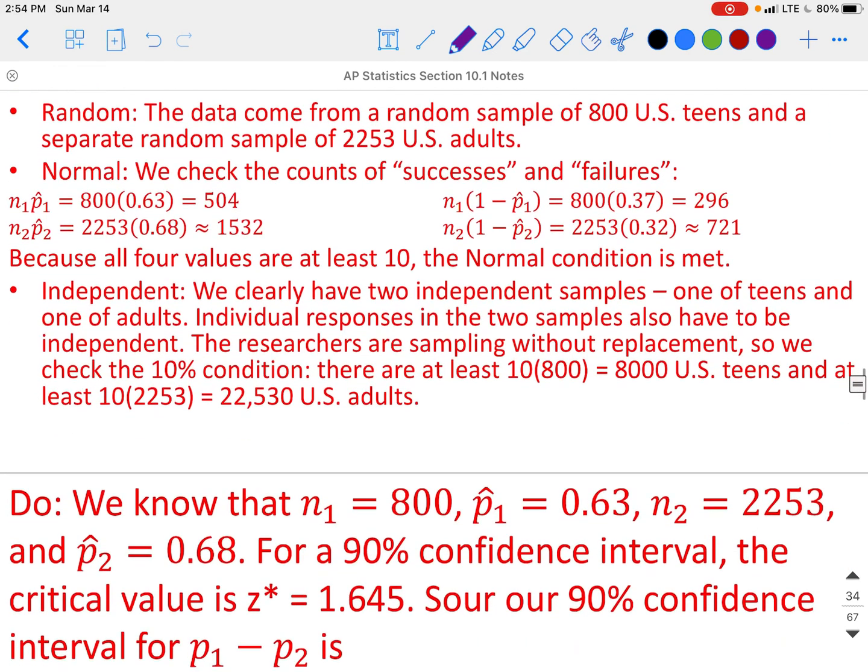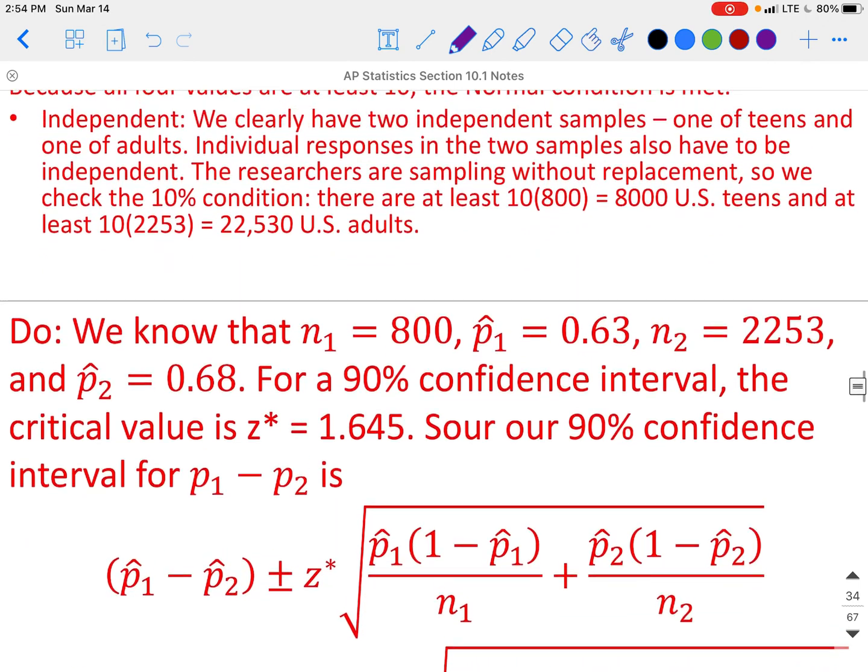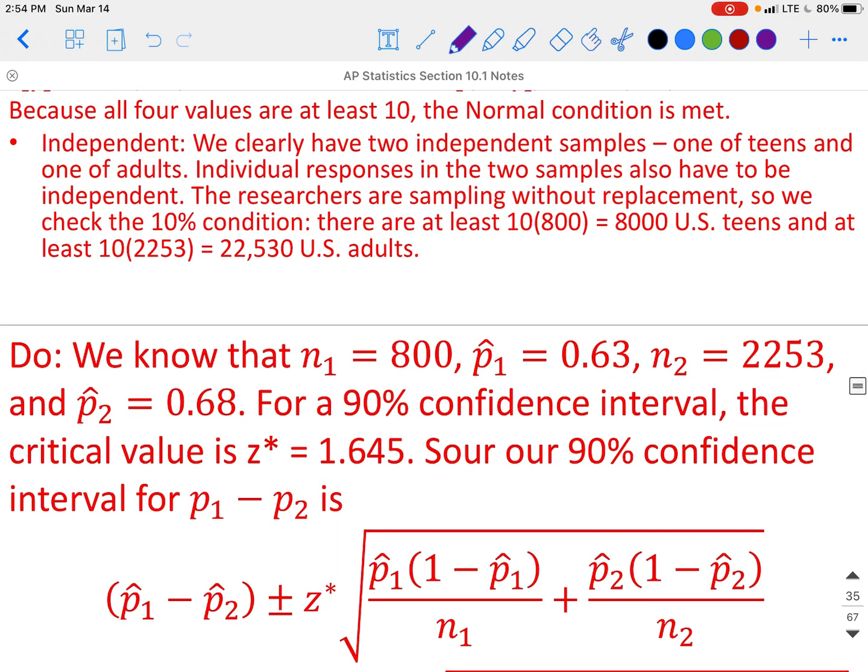Next is the do part. We know that our sample size for population 1, or the teens, is 800, with a probability of success of 63%. We know the sample size for population 2, or the adults, is 2,253, and their probability of success, or p-hat, is 0.68. We are doing a 90% confidence interval, so our z-star value is 1.645. So our 90% confidence interval for p1 minus p2 would be given using this formula.